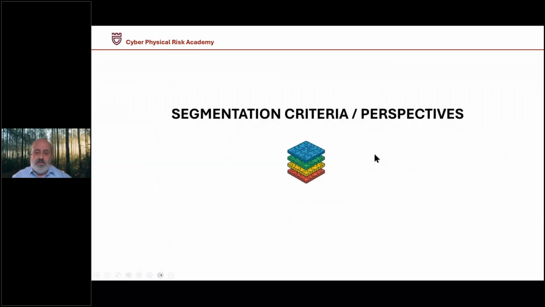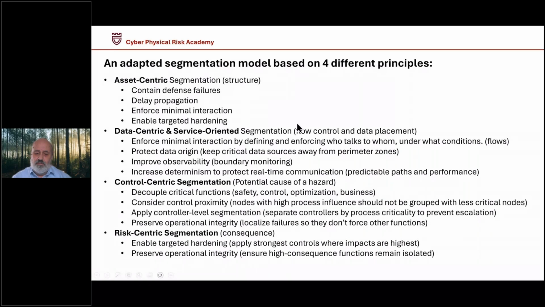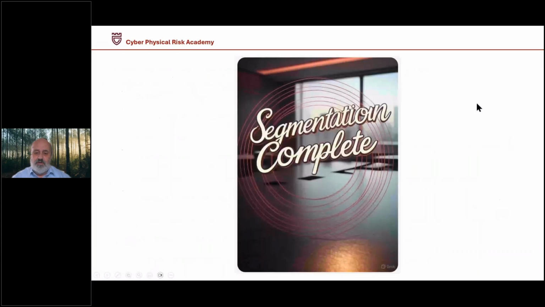So these are the segment perspectives I briefly touched upon: asset, data-centric, control-centric, risk-centric. Here I have given the principles again in a summary, and here is my end. I'm sorry that I had to speed up very much, but yeah, one hour.